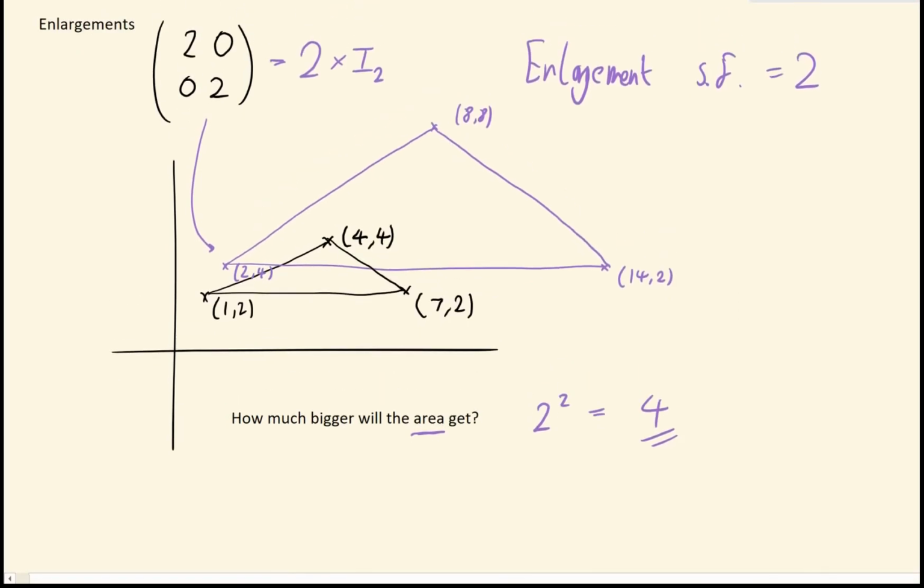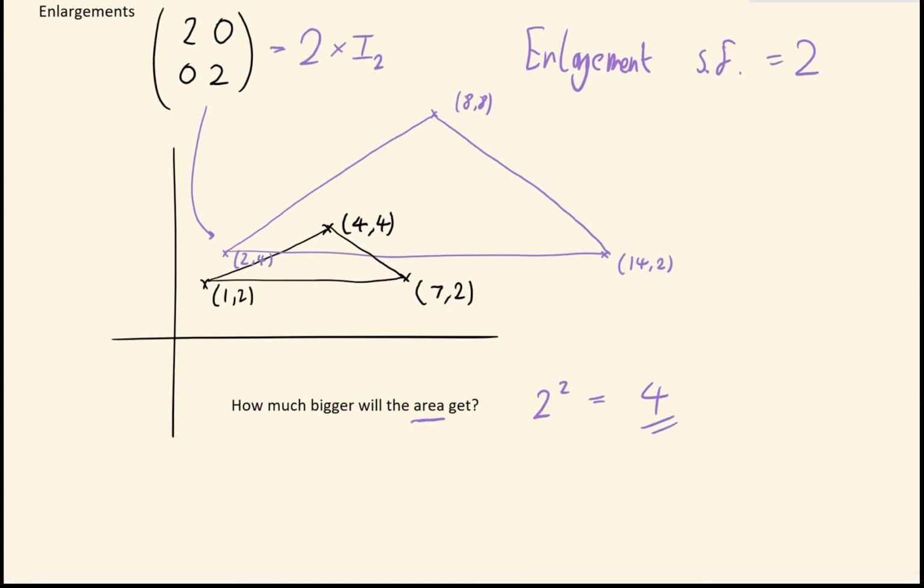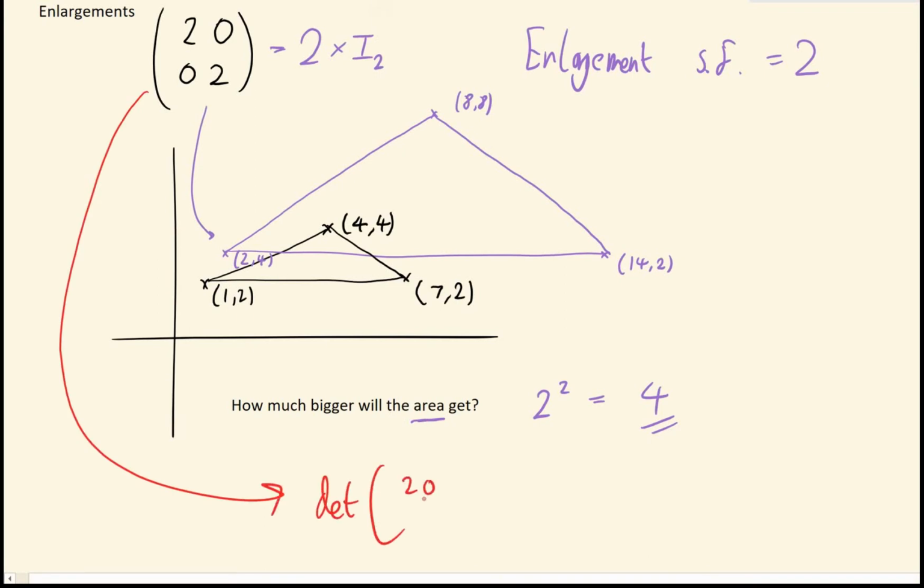To work this out even quicker, the area will get bigger by the determinant of this matrix. If you work out the determinant of this, this gives you 4. And this is always true, and this is super useful. It's a really common question to ask a question based on area. You have to work it out by finding the determinant of some sort of transformation matrix.